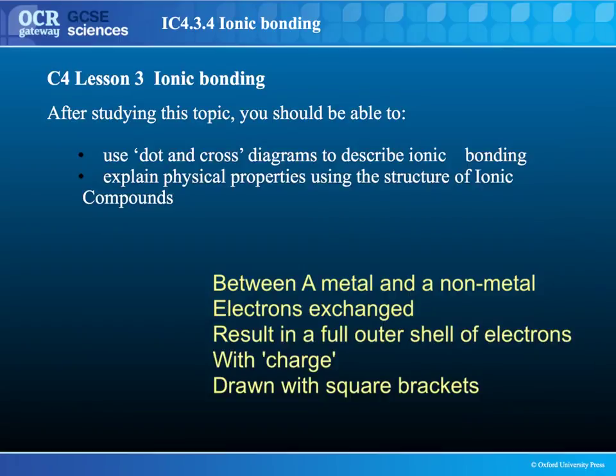Just remember, as I said before, in an ionic bond, it's always between a metal and a non-metal. We get the exchange of electrons resulting in full outer shells. This leads to particles that have charge, called ions, and we always include square brackets. This then links to the physical properties, because we end up with very hard materials, very high melting points, that don't conduct electricity when solid, but can when molten or dissolved in a liquid.